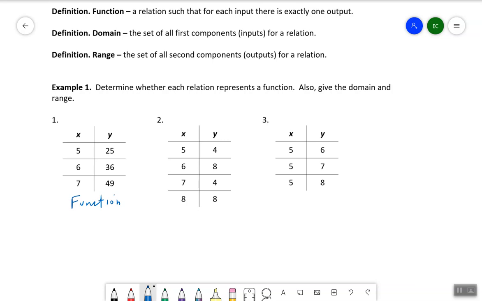And we can say the same thing here in number 2. Each input has exactly one output. It doesn't matter that some of the inputs make the same output. That's not the question right now. What matters is to look at each input individually and say, okay, for 5, does it have exactly one output? 6, does it have exactly one output? 7, does it have exactly one output? In each case, the answer is yes. So again, we don't care what that output is. We're not talking about that right now. This is a function.